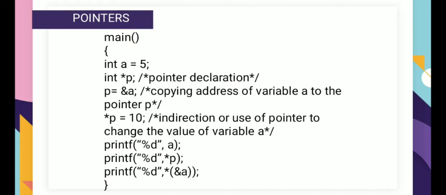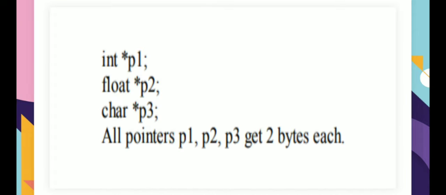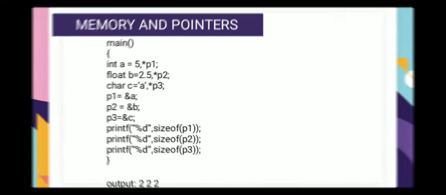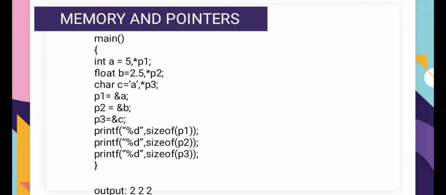So here is the sample code. As mentioned earlier, all pointers will take 2 bytes each. So p1, p2, and p3 are pointers to int, float, and char, and each takes 2 bytes of memory. Memory and pointers. This is a sample program of memory and pointers.